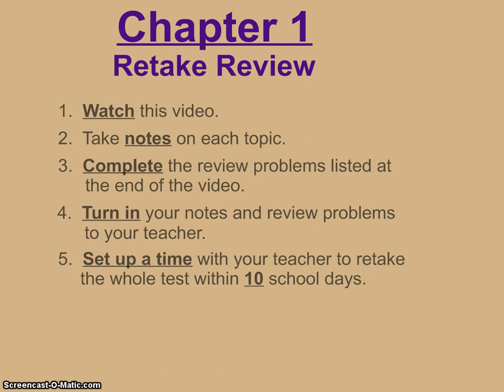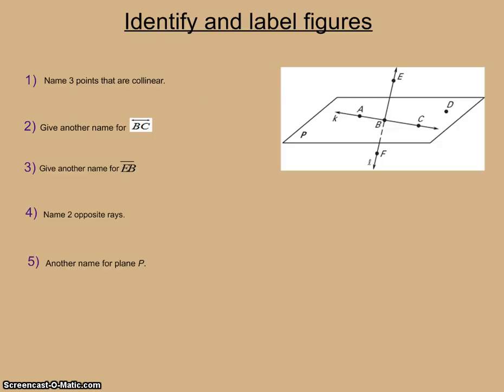So the first topic we're going to talk about, let's identify and label figures. So if you look, we have the picture over here that you guys want to look at. So look at this picture here. This is the picture we're going to reference. So the first thing we want to look at is to name 3 points that are collinear. Remember, collinear means that they are on the same line. We need 3 points on the same exact line.